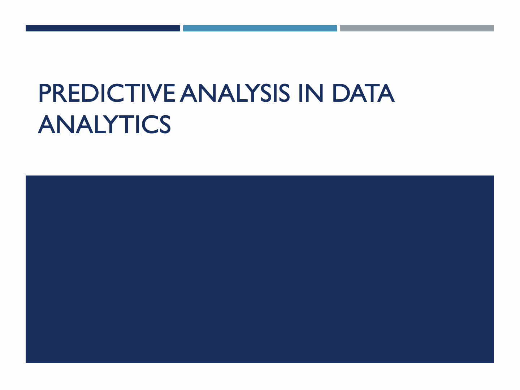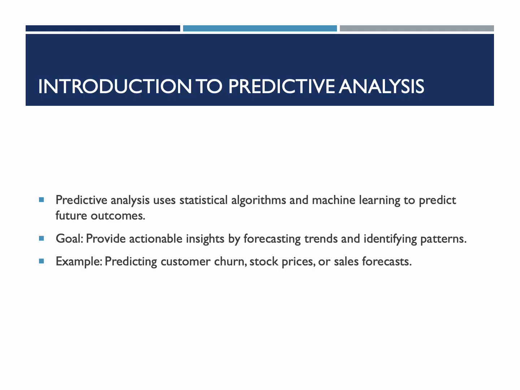So, let's start here with the introduction. So, predictive analysis uses statistical algorithms and machine learning to predict future outcomes. That means predictive analysis leverages statistical algorithms and machine learning techniques to predict possible future outcomes based on historical data. It's all about looking at patterns in past data and using those patterns to make educated guesses about what will happen next.